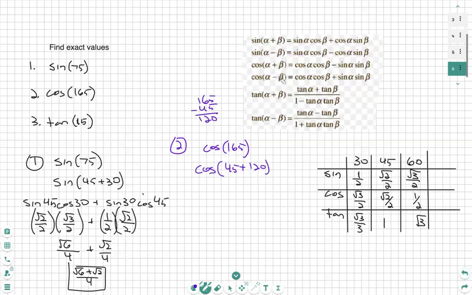Remember the cosine flips signs. So we're going to have the cosine of A, the cosine of B, minus the sine of A and the sine of B.